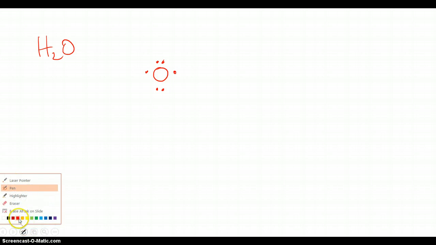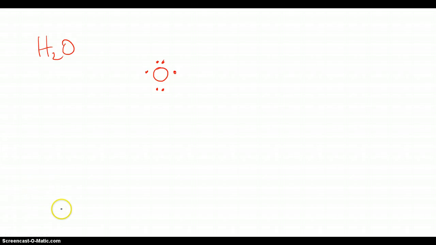Let's try H2O. All right, here we have oxygen being our central atom. We have oxygen, which has 6 valence electrons. I then go into adding my hydrogens. My hydrogens are right over here because those are those single ones. And so when I draw this structural formula, it should look like this.